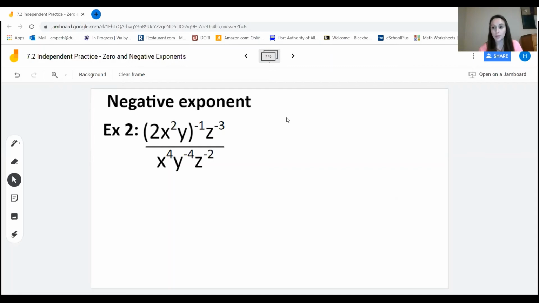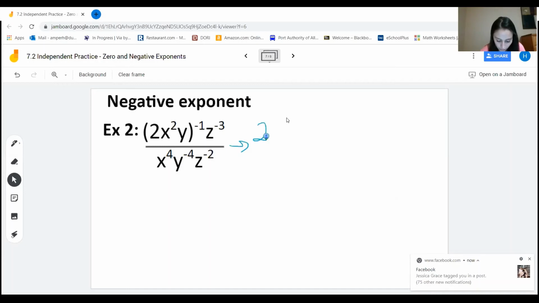Okay, so now we're going to work the problem out by doing the subtraction first. What that's going to look like is we're going to apply that negative 1 exponent to everything inside the parentheses. That would just be our normal multiplication rule, where when you're taking a power to a power, you multiply the exponents.